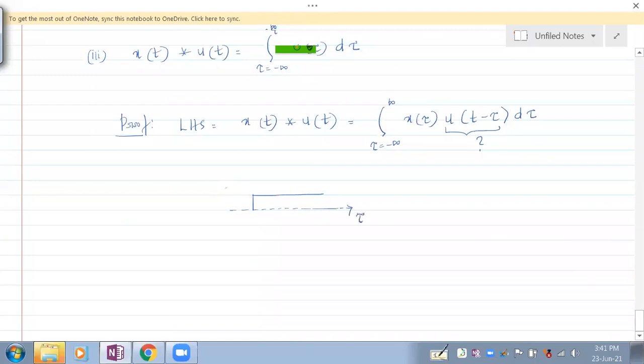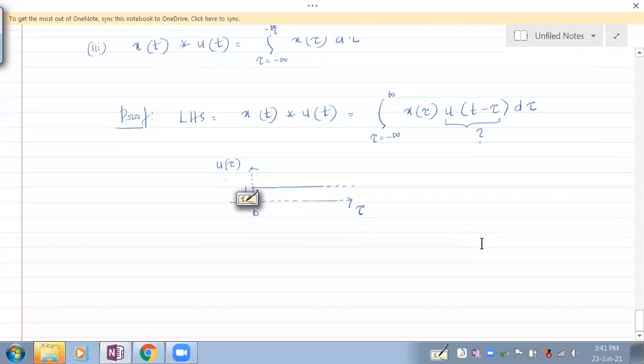Just see here, for the curiosity, I'll write: if this is tau, and if this is 0 and this is 1, can you tell me what this signal is? Please respond. This is u of tau. It's not u of t, but it's u of tau, because the x-axis is tau. Now to obtain u of t minus tau, what do we need to perform on this? We need to take the reflection of the signal, that is u of minus tau.